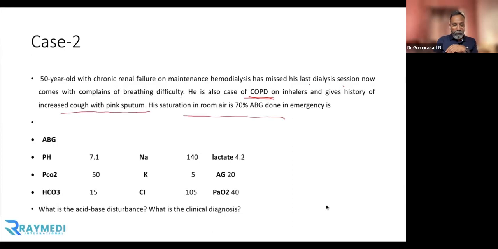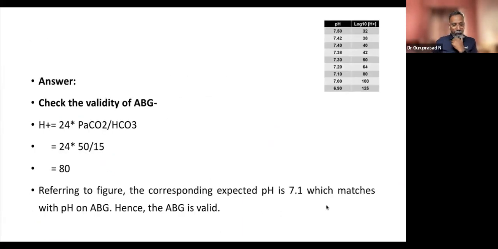On room air, his saturation is 70%. And the ABG is: pH is 7.1, PCO2 is 50, bicarb is 15, sodium is 140, potassium 5, chloride is 105, lactates are high. They have already calculated the anion gap. So there is hypoxemia. Okay, then now we'll see how we calculate it.